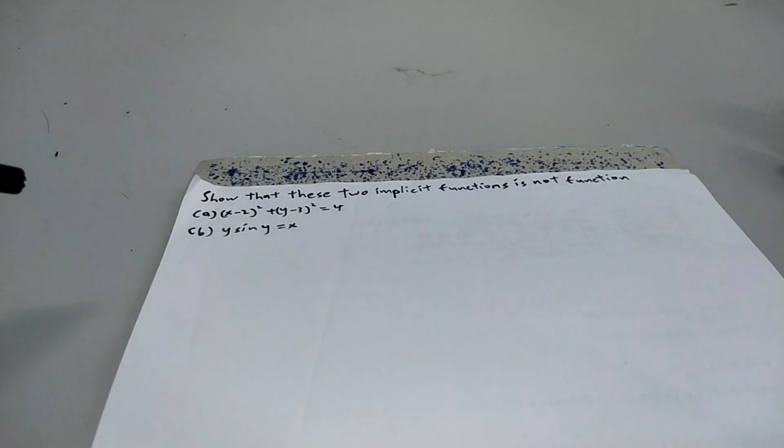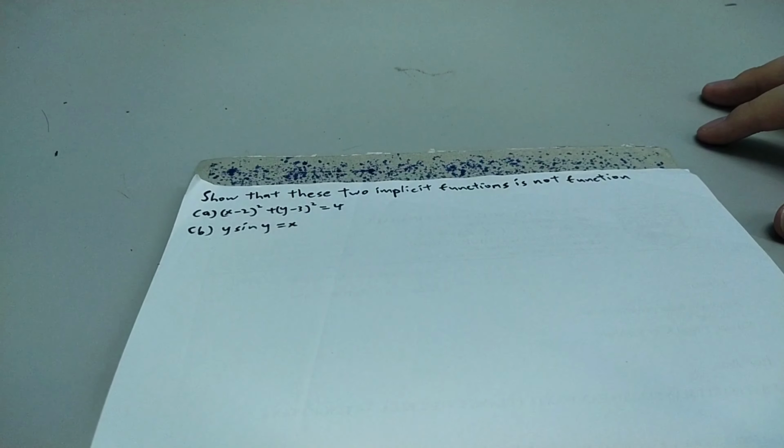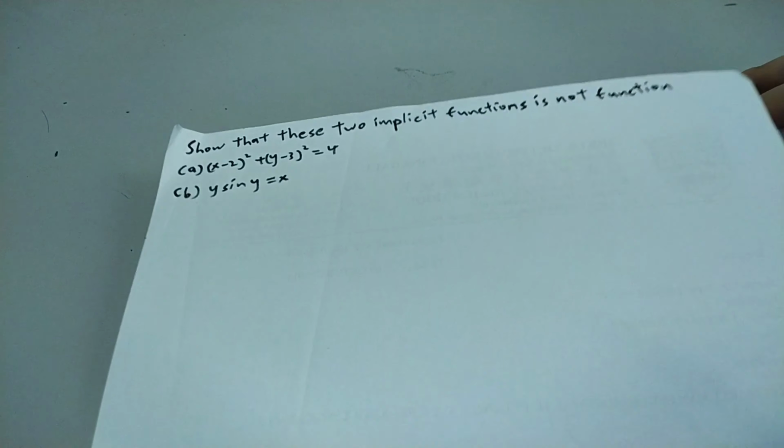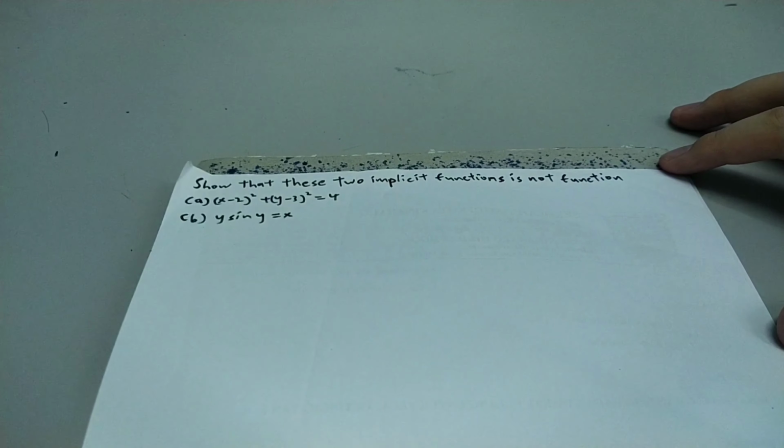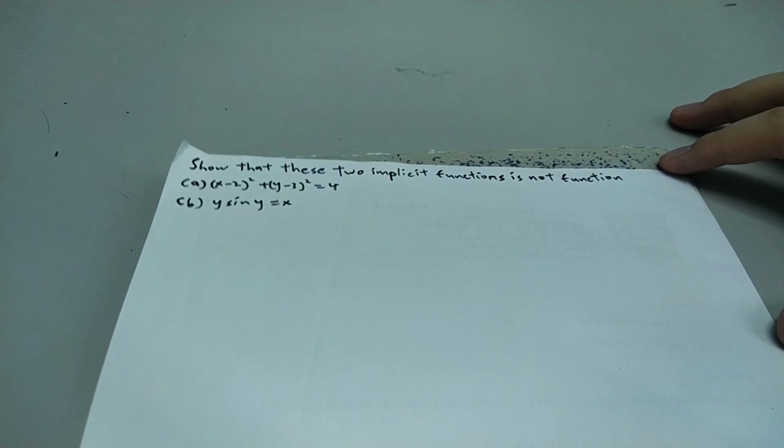Okay, let's do some math for fun. Today we are going to show that these two implicit functions are not functions. If you don't know what an implicit function is, it is basically a function that is not represented in the form of y is equal to f of x. If a function is represented in the form of y is equal to f of x, that is called an explicit function. And as always, if you are interested in this question, pause the video and try them for yourself.